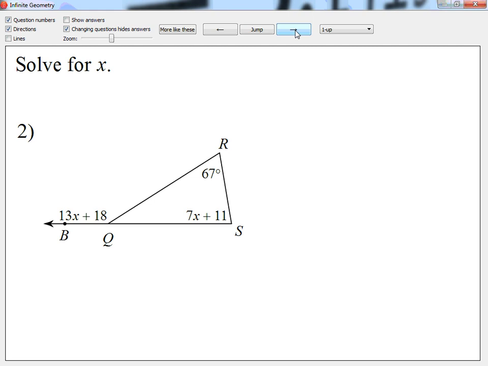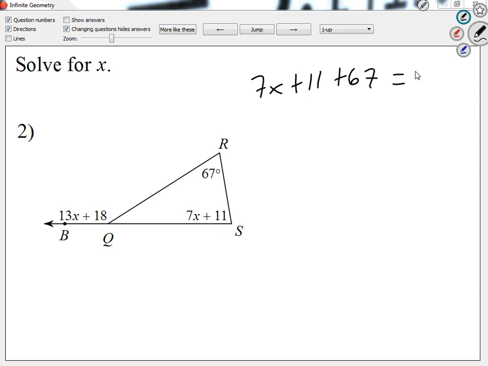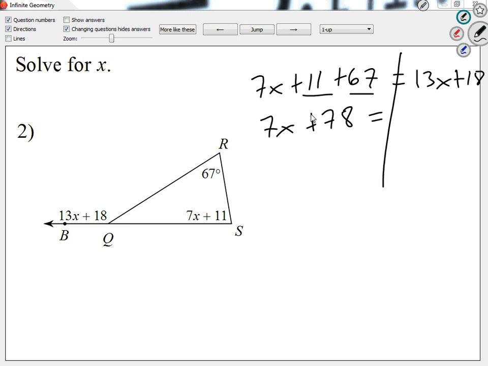Let's take a look at number 2. I'm going to add the two interior angles. So I'm going to go 7x plus 11 plus 67 is equal to 13x plus 18. I'm going to separate them through the equal sign. I'm going to simplify the left. So 7x is just 7x. How much is 11 plus 67? 78. So we have 7x plus 78 is equal to 13x plus 18.